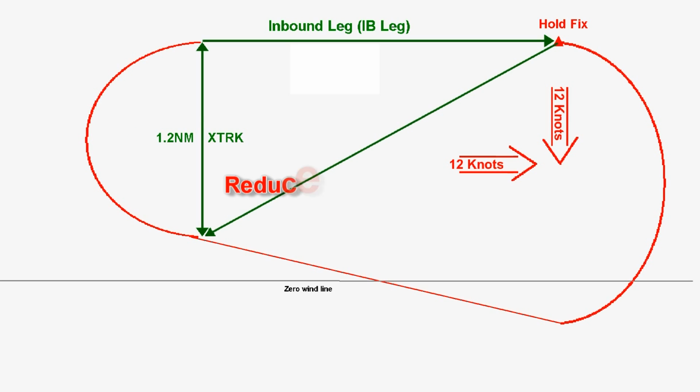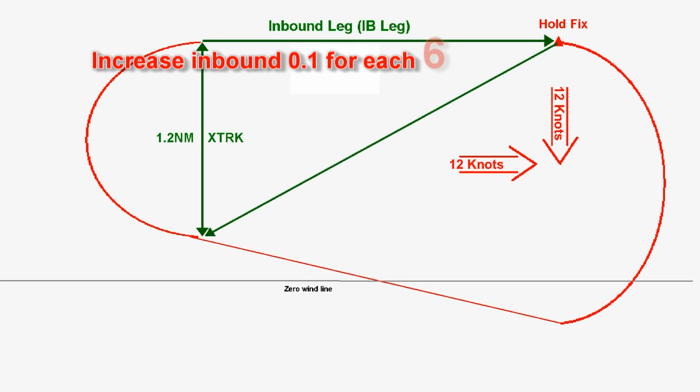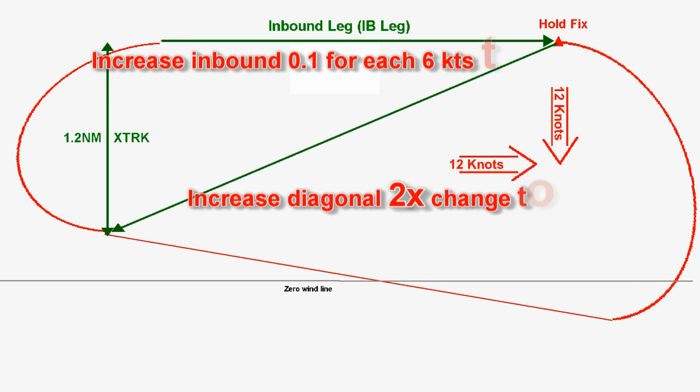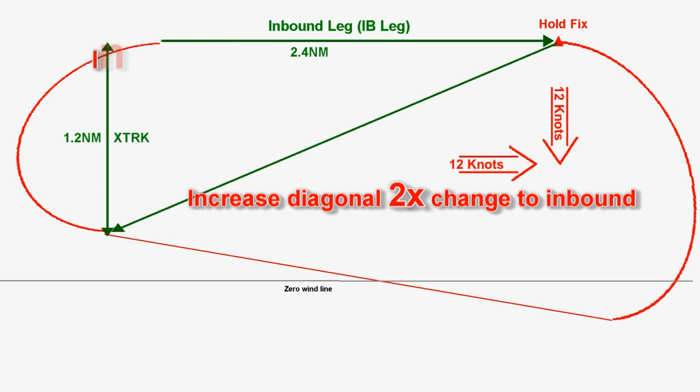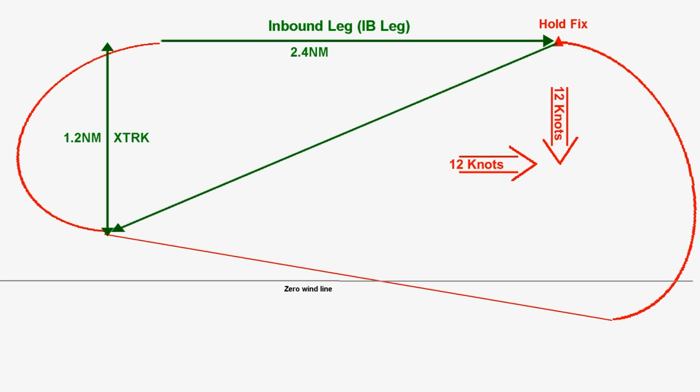Now, dealing with the tailwind, I will need to increase the inbound leg 0.2, so that will make it 2.4 miles. I also will need to increase the diagonal 0.4. So much for the tailwind. So to come up with the final diagonal distance, I apply both my corrections. In other words, I'm going to add 0.4 for the tailwind. That will make it 3.0. But I'm also going to reduce it 0.1 for the crosstrack change. So my final answer is 2.9 miles. Okay, that's all there is to it. So now we have all the dimensions we need. Let's give it a try.